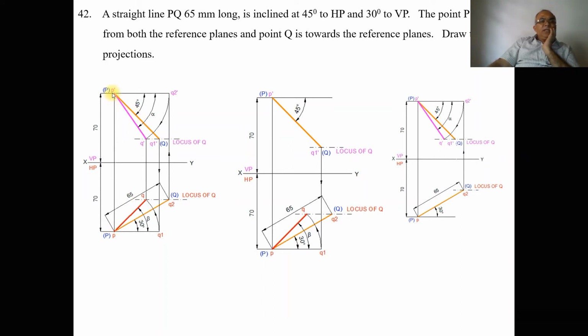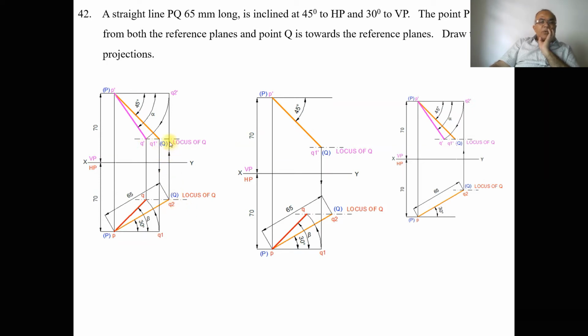From P dash you measure an angle of 45 degrees towards the XY line and then draw a 45 degree line. Similarly, with small p as center, take the angle of 30 degrees and draw a line towards the XY line. Then, using the compass, you measure the distance of 65 with P dash as center and cut it on that 45 degree line. Similarly, with the same length with P as center in the top view, cut an arc on that 30 degree line. You mark this as Q1 dash and you mark this as Q2.